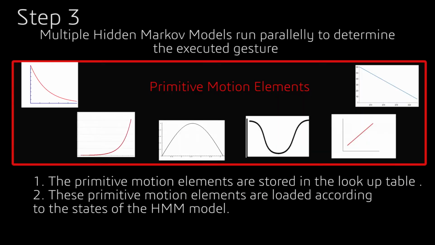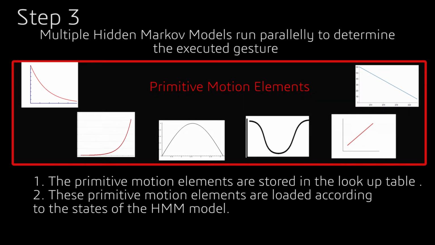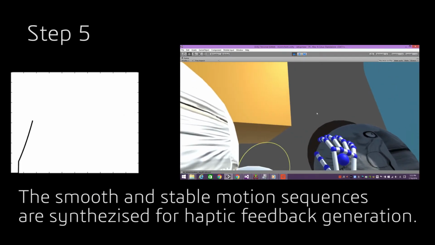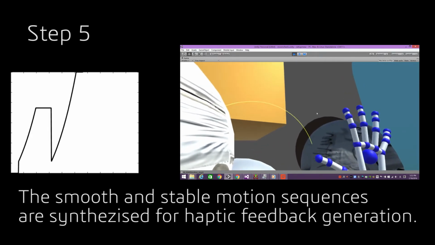Multiple models trained for detecting the motion states from the data are run in parallel in the third step. The primitive motion elements are stored in the lookup table. These primitive motion elements are loaded according to the states of the model. Further smooth motion elements are synthesized according to the states of the selected hidden Markov model. The smooth motion elements are then used for the haptic feedback generation in step 5.